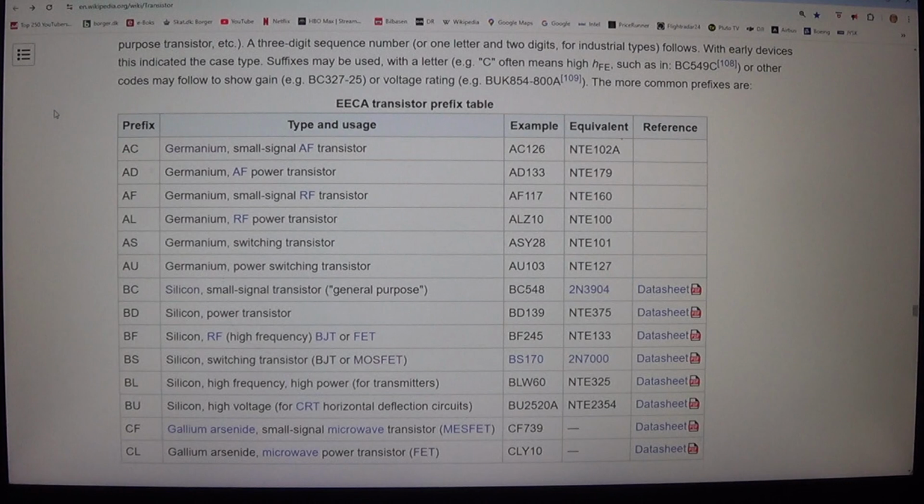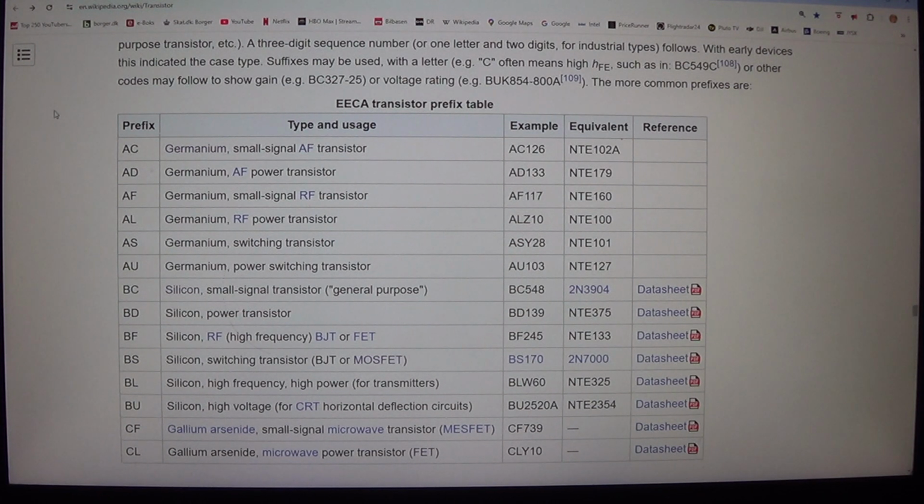AC: germanium, small signal AF transistor, AC126, NTE1020. AD: germanium, AF power transistor, AD133, NTE179. AF: germanium, small signal RF transistor, AF117, NTE160. AL: germanium, RF power transistor, ALZ10, NTE100. AS: germanium, switching transistor, ASY28, NTE101. AU: germanium, power switching transistor, AU103, NTE127.